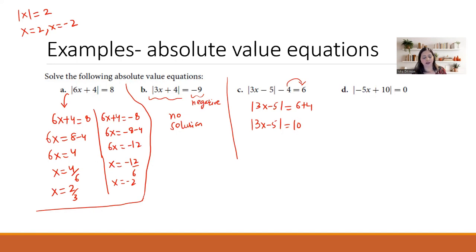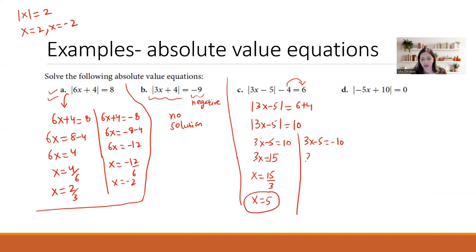But since it is a positive number on the right-hand side, we will do it exactly the way we solved part A. So this will split up into two equations: 3x minus 5 equals 10 and 3x minus 5 equals negative 10, and then solve these. So 3x is 10 plus 5, which is 15, and x will be 15 over 3, which is 5. So this is one solution. Now 3x is minus 5, because minus 10 plus 5 is minus 5. So x will be minus 5 over 3, the other solution. That's it. You got two solutions. They are the final answer.